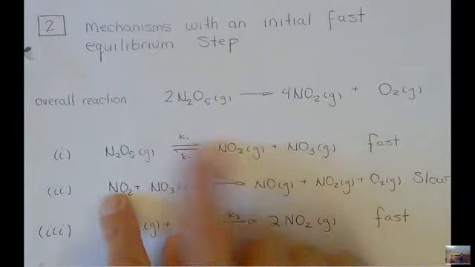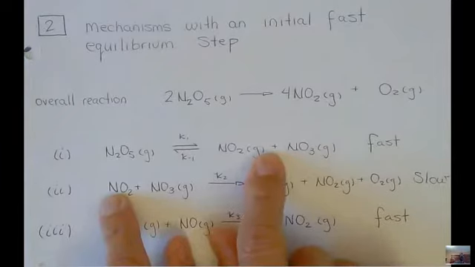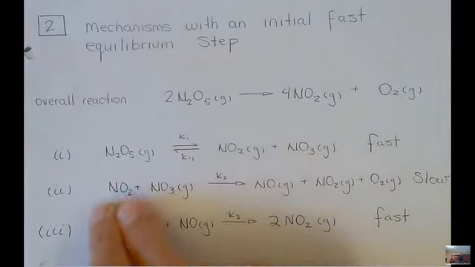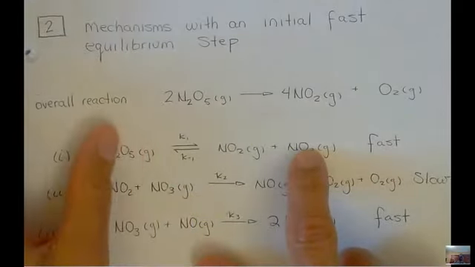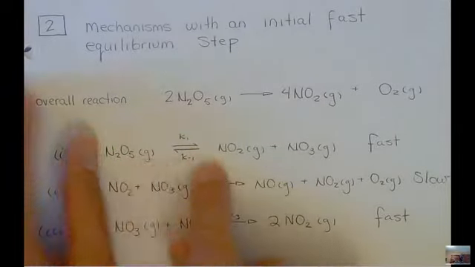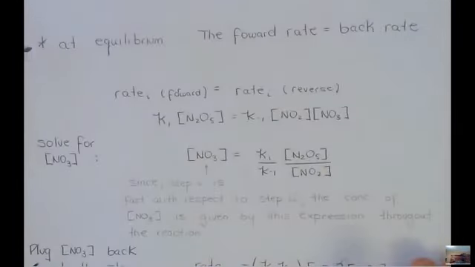This re-equilibrates instantly, 1,000 times faster than this reaction. So that means the concentration of NO3 will always be given by that little equilibrium concentration that I just figured out.